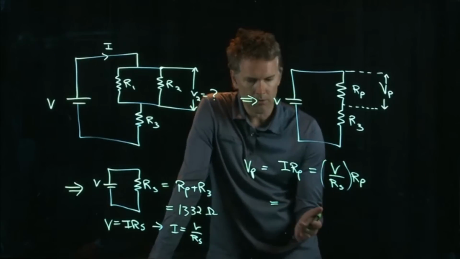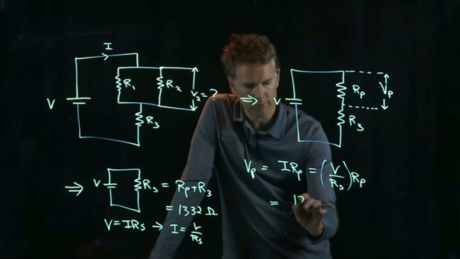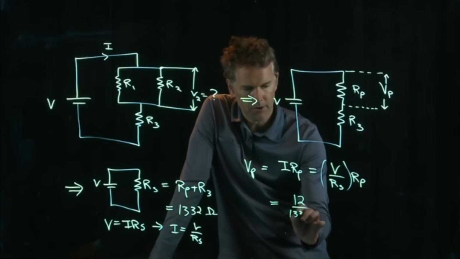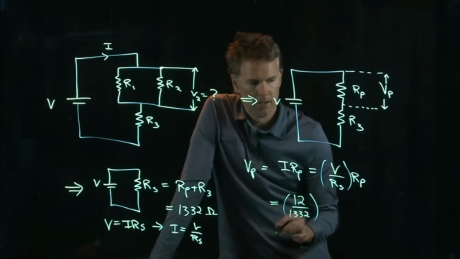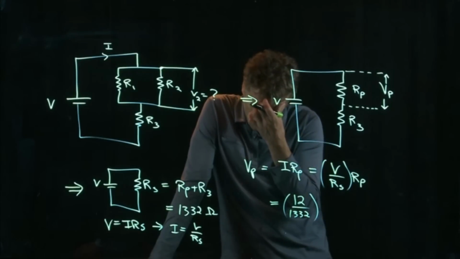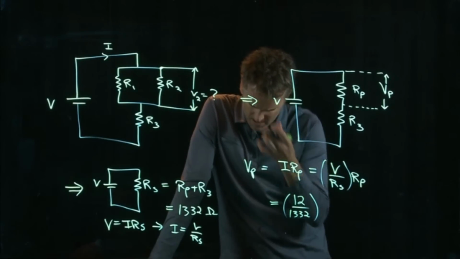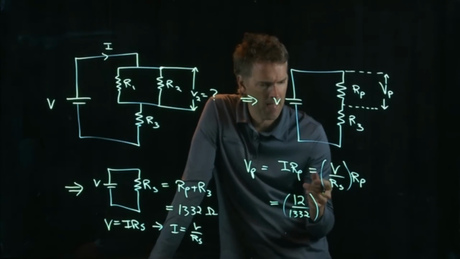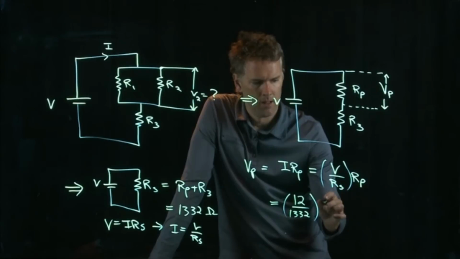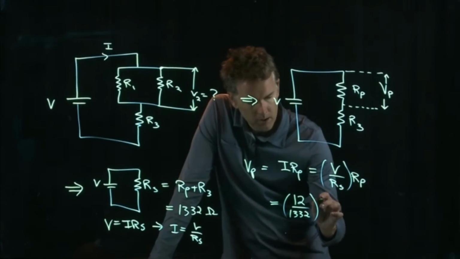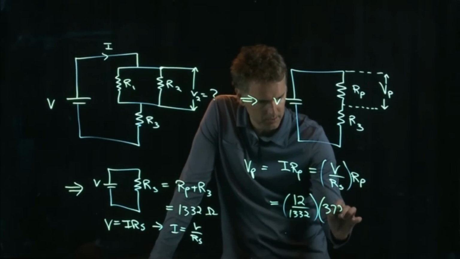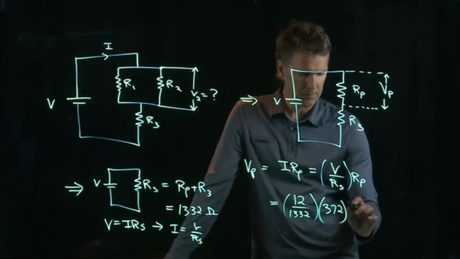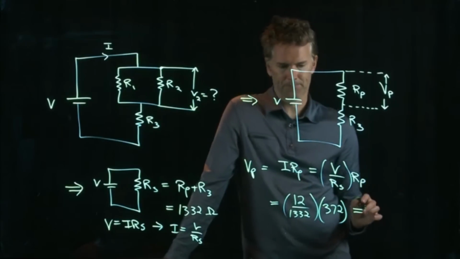And now we have all those numbers, we can plug it in. So we have 12 volts. R sub S we said was 1332. R sub P we said was what? Was it 338 or something? You guys remember? 372. Good, thank you. 372. And so now you just got to multiply this out. So somebody multiply that out and tell me what you get.